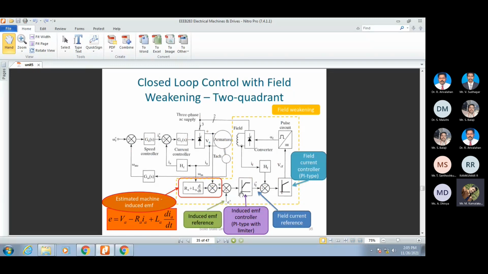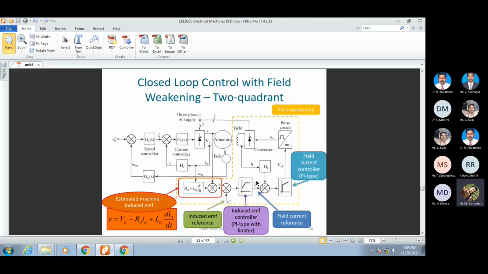For this EMF, there should be the reference EMF, right? So we are giving the reference EMF. The actual EMF, we have known the mathematical equation for the back EMF that is getting produced in the machine. It is nothing but the applied voltage V, we have known, right? So in terms of EMF, it is equal to V minus RA into IA plus LA into dIA divided by dt. So this is for the EMF that is getting induced in the motor, given in the mathematical equation itself. So such EMF is getting compared with the reference EMF, and the error signal is getting produced, that in turn produces the reference field current.